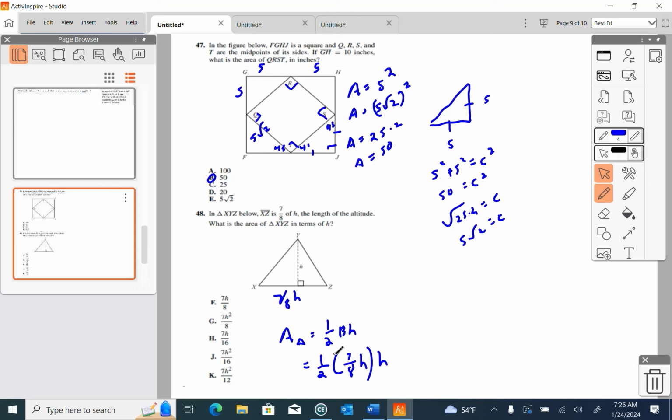Anyways, 1 times 7 is 7. 2 times 8 is 16. H and h makes h squared. So 7h squared over 16.